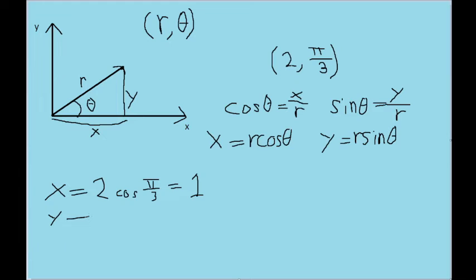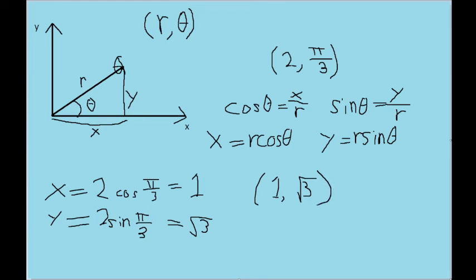And then for y, that's 2 times the sine of pi over 3 radians. And the sine of pi over 3 radians is equal to the square root of 3 divided by 2. So again, the 2's will cancel out, and we're just left with the square root of 3. So in rectangular coordinates, the location of this point can be written as (1, radical 3). And we've just done a simple basic conversion that way. And that is essentially how we convert from polar coordinates into rectangular coordinates.